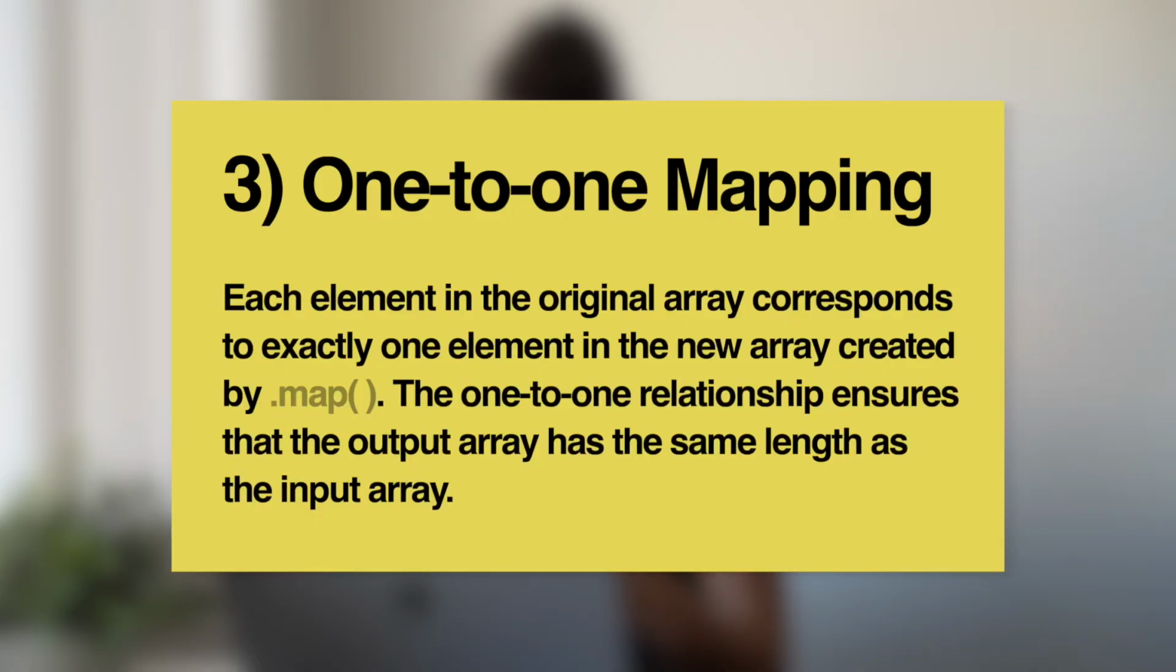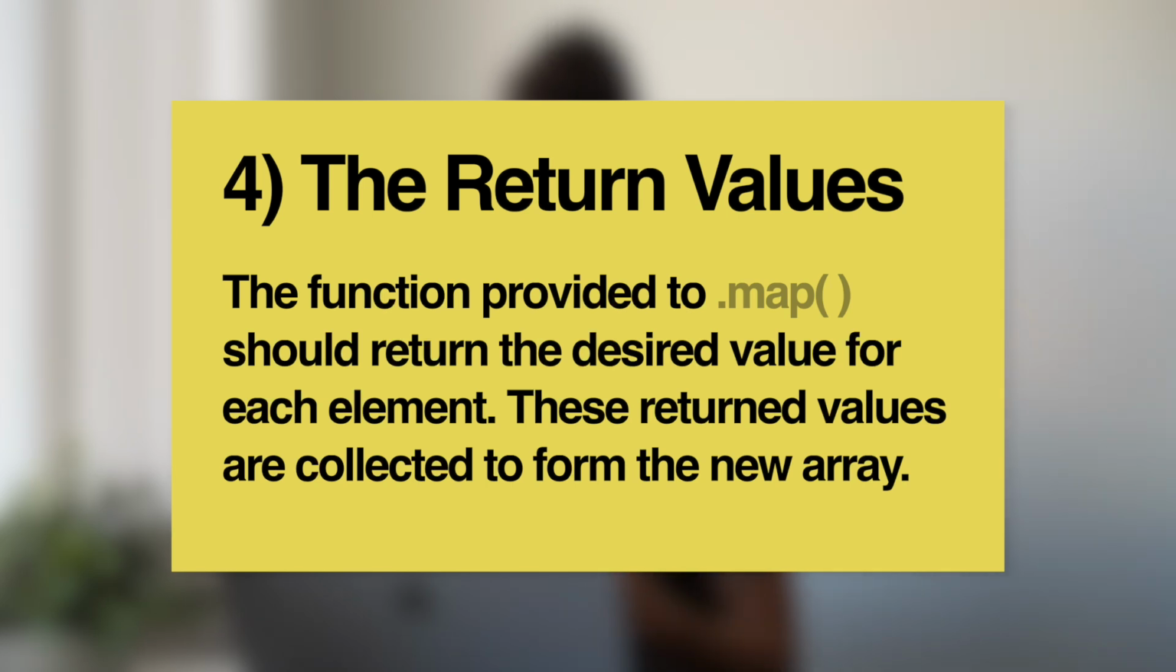Number three, one-to-one mapping. Each element in the original array corresponds to exactly one element in the new array that's created by map. The one-to-one relationship ensures that the output array has the same length as the input array. So both arrays, the input array and the output array, will have the same exact length. It's just the new array that map returns has the transformed values. And speaking of those values, number four, the return values. The function provided to map should return the desired value for each element. These returned values are collected to form the new array. Pretty straightforward. All right, devs, let's look at some code.